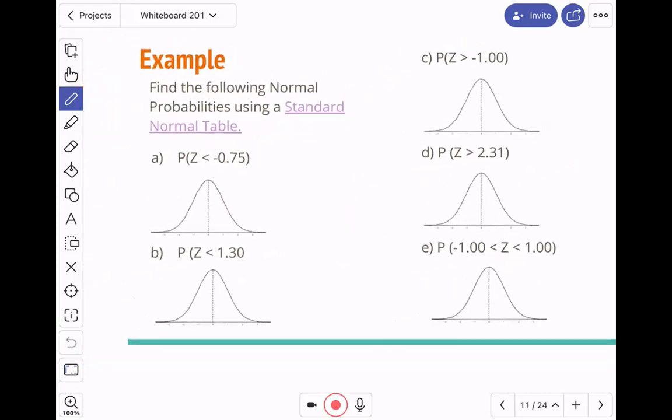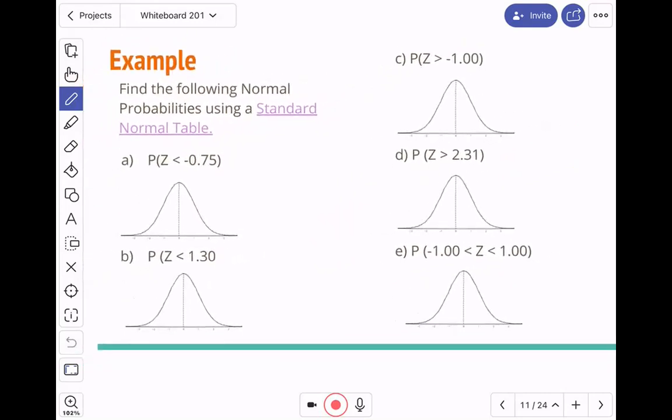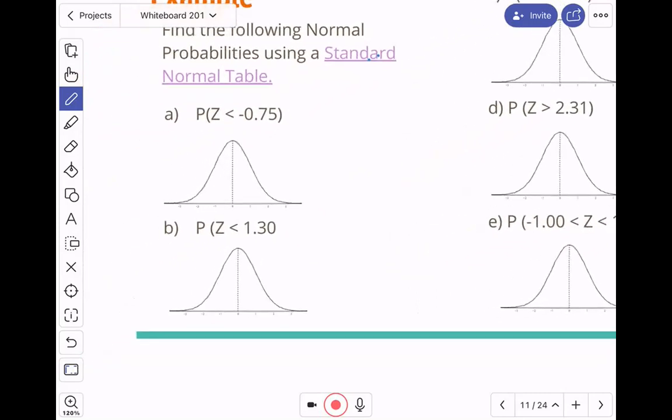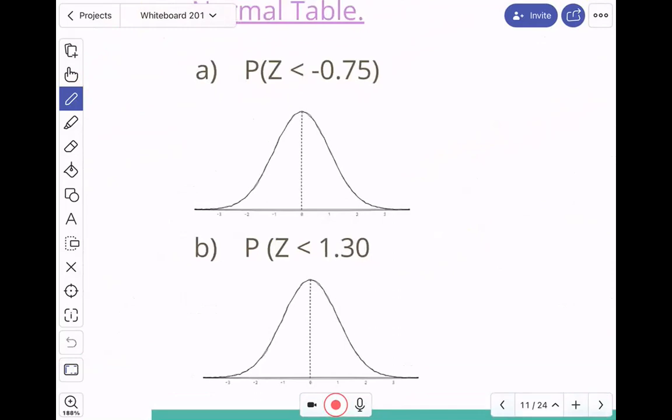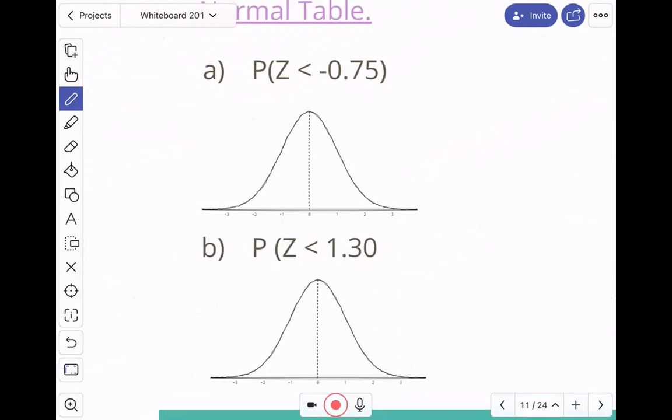All right, so this says find the following probabilities using a standard normal table. I'll show you how to do it through the standard normal in a second. So this first one says find the probability that z is less than negative 0.75. So here's what I do.